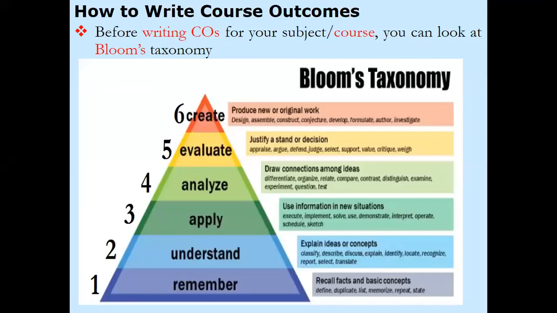Now, how to write the course outcomes? Before writing the course outcomes with respect to your subject, you can look at Bloom's taxonomy. First, there are 6 levels. The first one is remembering level, second is understanding level, third is apply level, fourth is analyze level, fifth is evaluate level, sixth is create level. In a sense, the bottom is remember level, the highest level is create level. See, the complexity increases when you move from one level to another level.